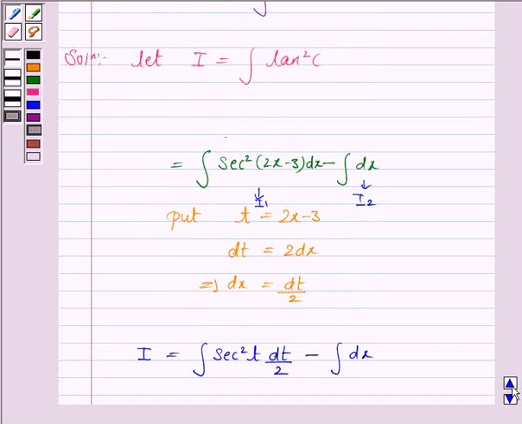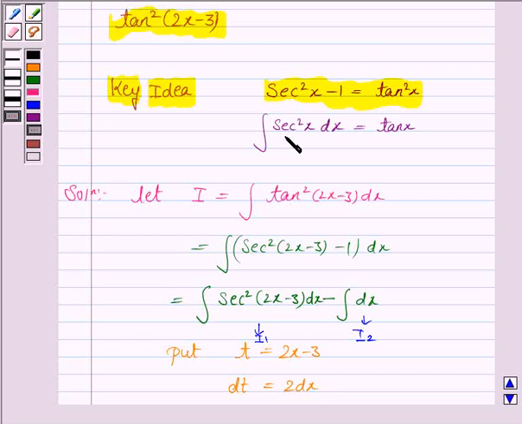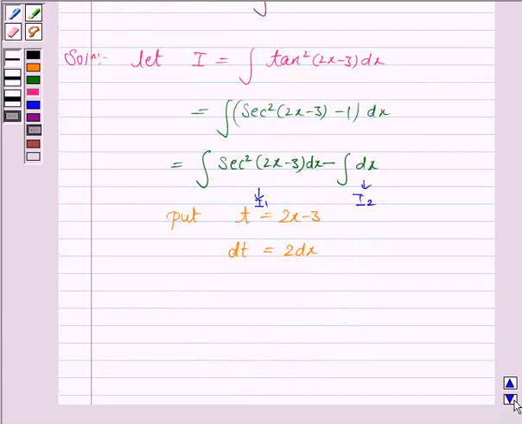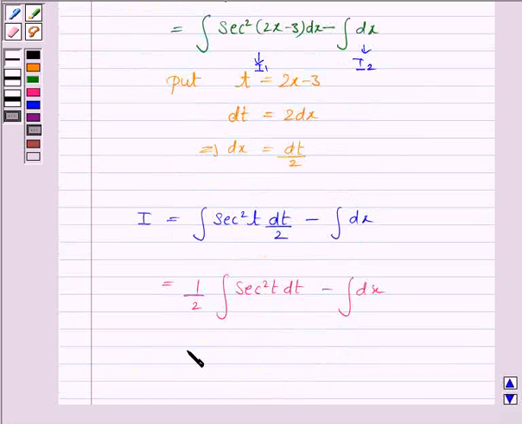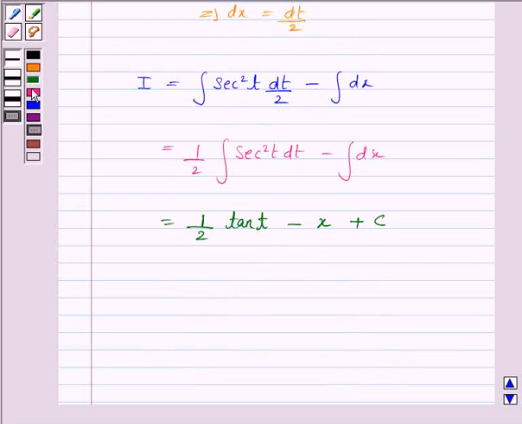Now, the integral of secant square x dx is tan x. So here we have the integral of secant square t dt is tan t. So it is 1 by 2 tan t minus integral dx is x plus c, where c is the constant of integration. Now put the value of t. It is 1 by 2 tan of 2x minus 3 minus x plus c.